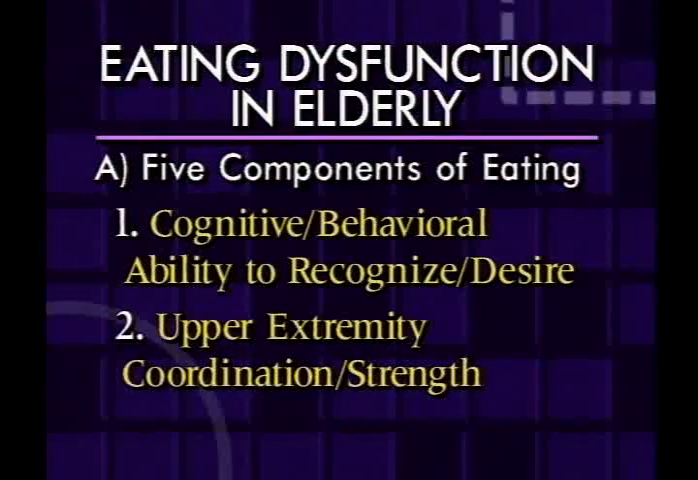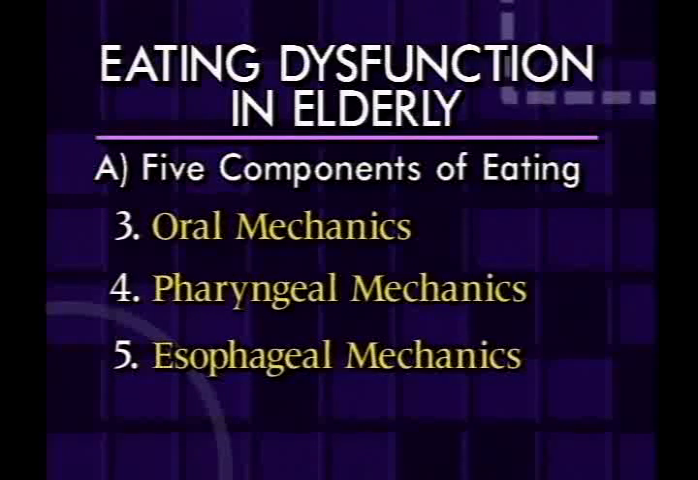First of all, the cognitive ability to recognize food as food and to want to eat. Secondly, you have to have the upper extremity strength and coordination to get the food from your plate to your mouth. Third, your oral mechanisms need to be intact and coordinated sufficiently so that you can chew, you can masticate food. Next, your pharyngeal, your swallowing mechanisms need to be intact, as well as the esophageal mechanisms that get the food into the stomach and prevent reflux. When you're looking at a patient who isn't eating well, who is losing weight, you need to look at each of these 5 different components in order to determine what might be the problem.